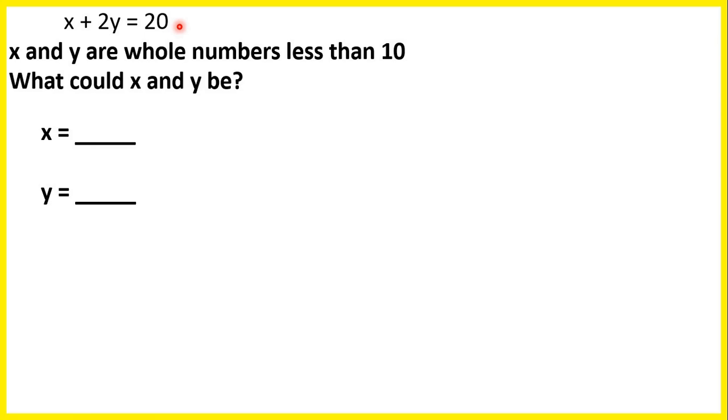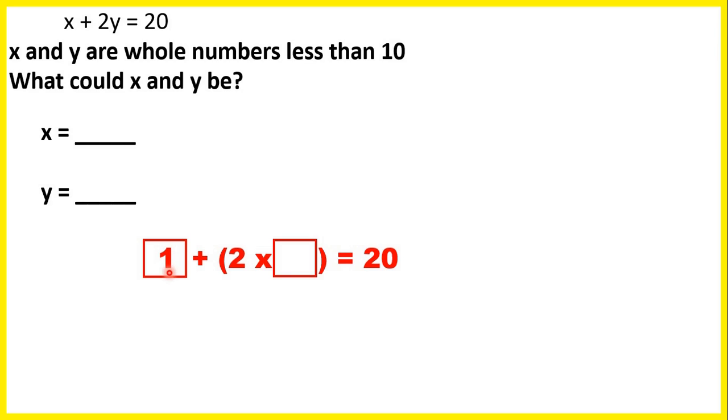x plus 2y equals 20. x and y are whole numbers less than 10. What could x and y be? So 2y means 2 times y. So we need to think what plus 2 times what equals 20. And of course x and y will be different numbers.